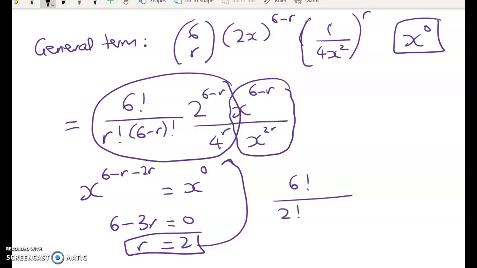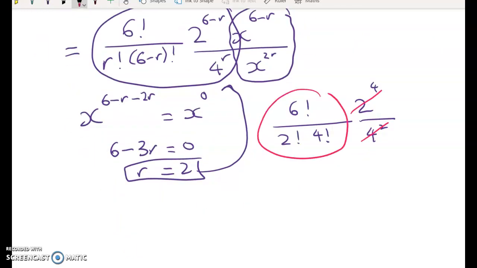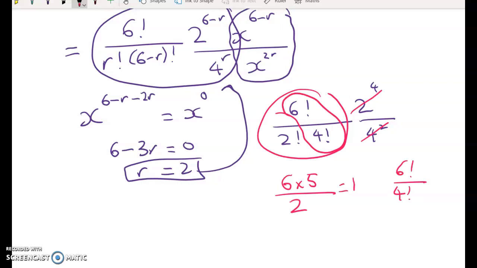So this is sometimes a good strategy, but it's not a strategy that's going to be an efficient one for this problem. Right, so 2 to the power of 4 there over 4 squared. And you can see that they simplify away. This is, however, good practice in working with combinations. So this is equal to 6 times 5 over 2, right? Because here, the 6 factorial over 4 factorial has a whole lot of common factors.